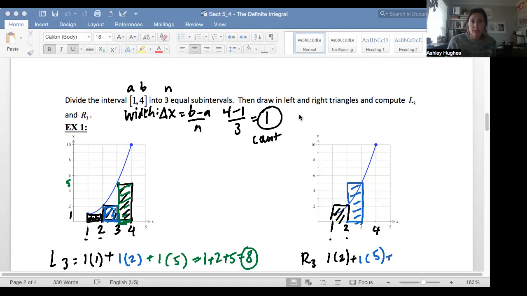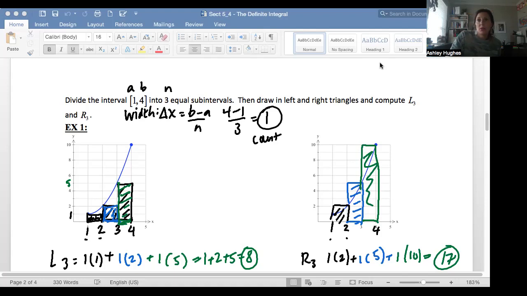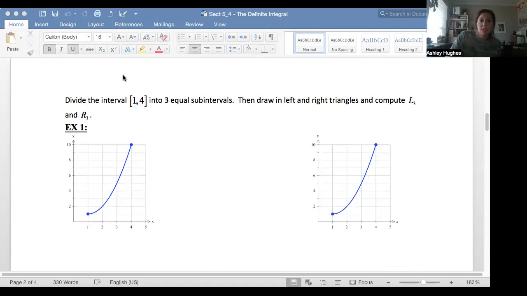And my third rectangle is going to be a width of 1 and a height of 10. So you can see this one's going to be a way bigger estimate. So 10 and 5 is 15, 16, 17. So which one is right? Well, this one is an under 1. This one is an over 1, which means it's probably somewhere in the middle. So that's an example of Riemann sums.